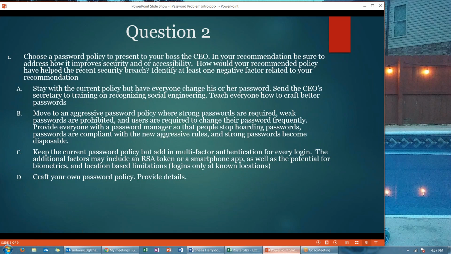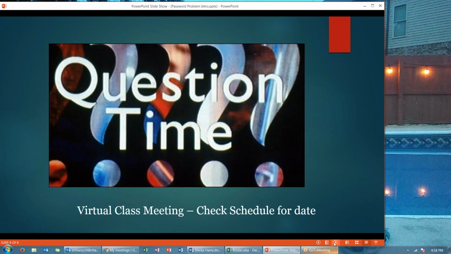Or option D, you can craft your own password policy. Be sure that you provide details. And again, refer back to the question itself. Be sure to address how it improves security and/or accessibility. Explain how your recommended policy would have helped the recent security breach. And be sure to identify at least one negative factor related to your recommendation. So that, I believe, is the only 2 questions. Yes, it is.